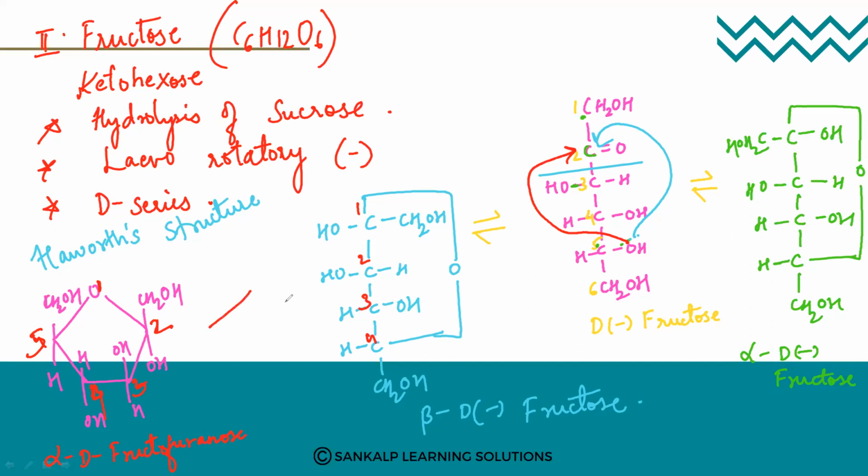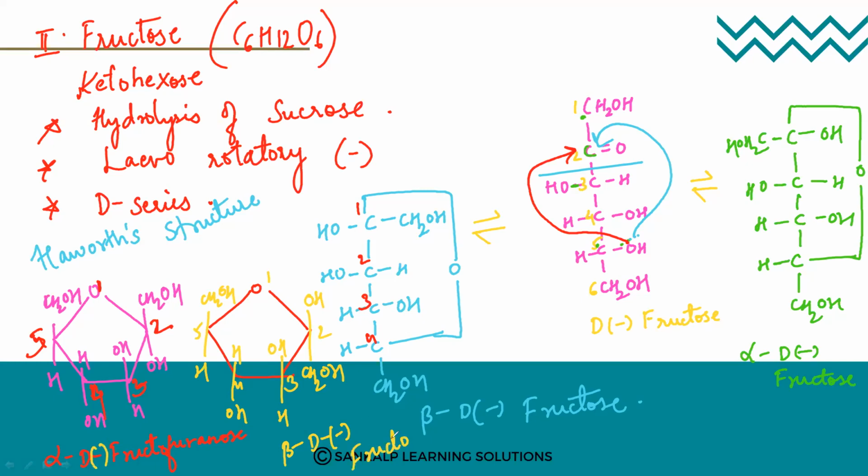So next is O. Here the OH will come above, so this will be CH2OH. Then the other things will remain the same, OH H. This will be HOH. This will be CH2OH and H. So again 1, 2, 3, 4, 5 membered ring. So what is the name? The name is beta D-fructofuranose. I hope this is clear.